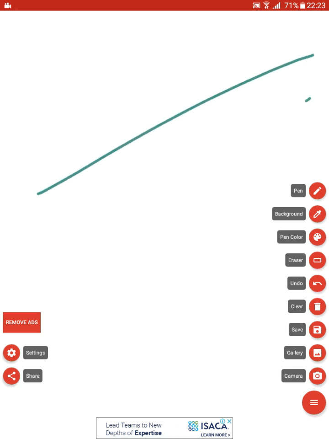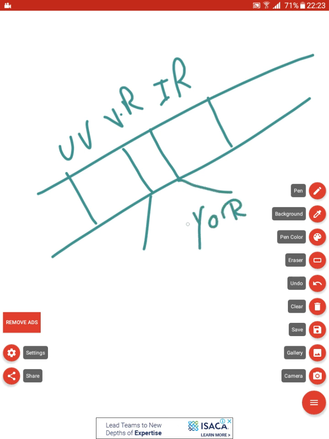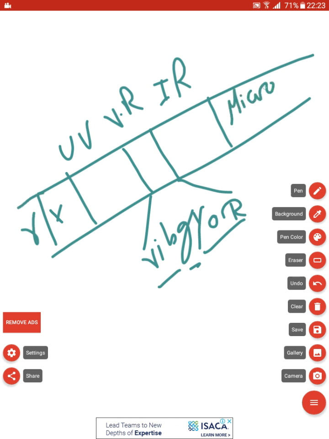by this. The visible region, okay, and we have infrared. On the other side we have ultraviolet. So here we have 7 colors, which are red, orange, yellow, green, blue, indigo, and violet. Roy G. Biv. Okay, now here we have X-ray and gamma ray. On the other side we have micro and radio wave.